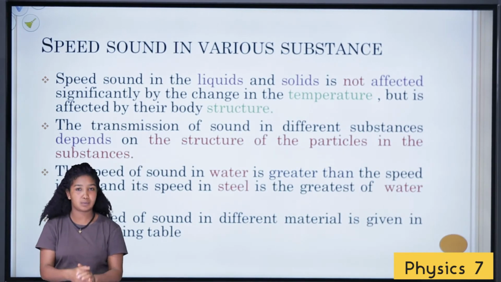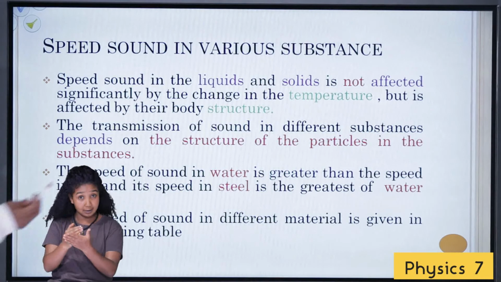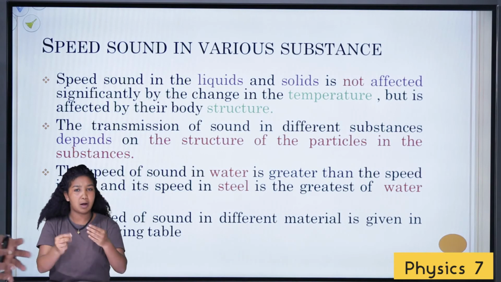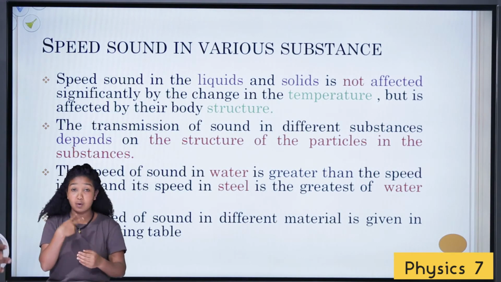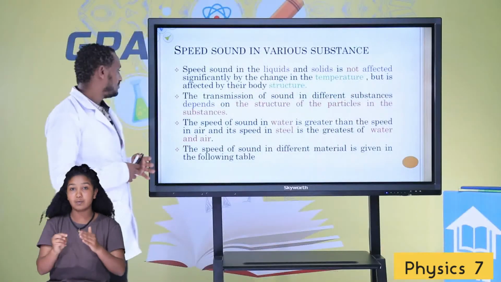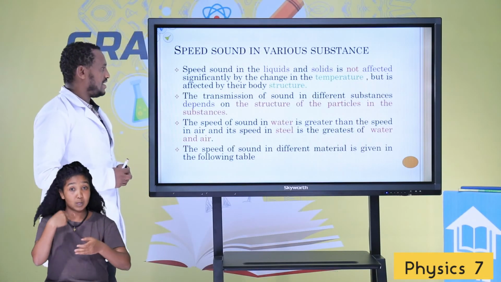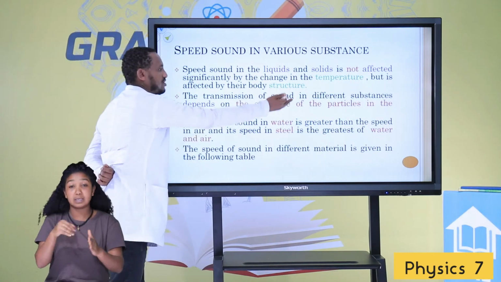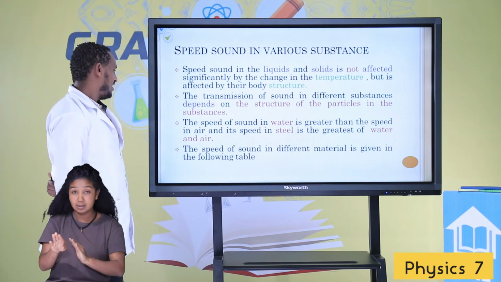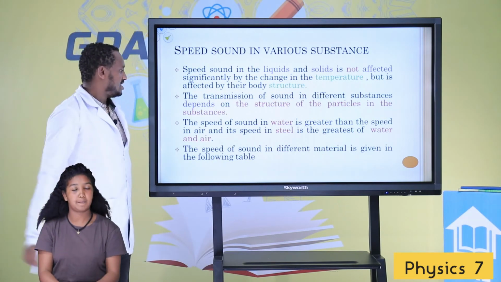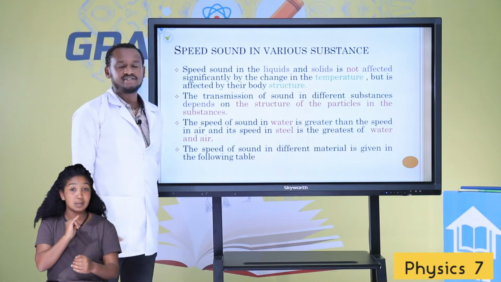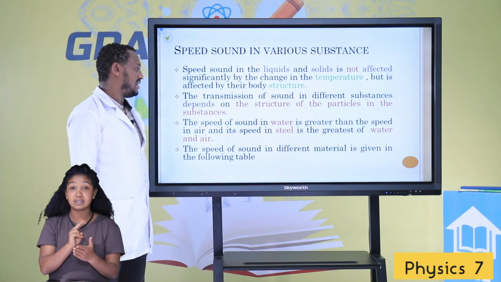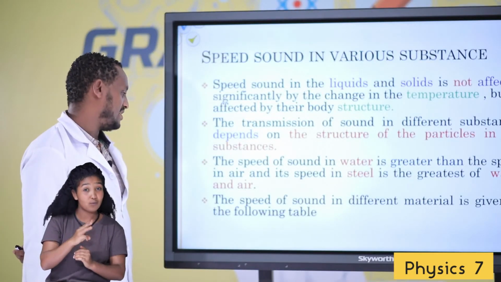As you see in the chemistry lesson, different substances have different structures. So the speed of sound depends on the structure of the substance. The transmission of sound in different substances depends on the structure of the particles or the molecules in the substance. Look here, students, please. The speed of sound in water is greater than the speed in air, and its speed in steel is greater than that of water and air.